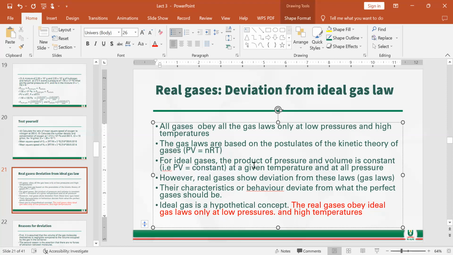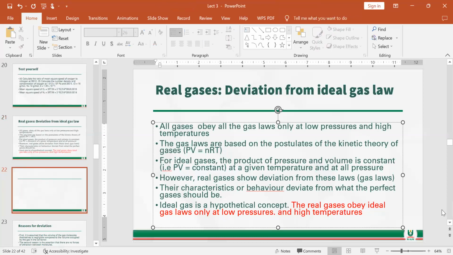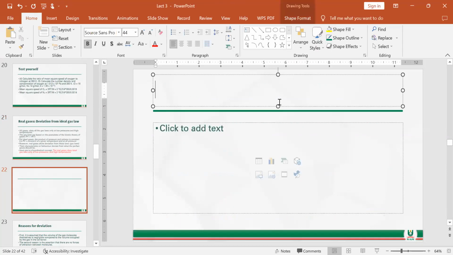But for non-ideal gas, the product is not equal to constant. Real gases show deviation from this law. Their behavior deviates from what the perfect gas law should be. So the only way real gas and ideal gas will behave the same is at low pressure and high temperature. Outside that, there's a deviation. Ideal gas is a hypothetical concept. The real gas obeys the ideal gas law only at low pressure and high temperature. So take note of that. It's a serious condition.